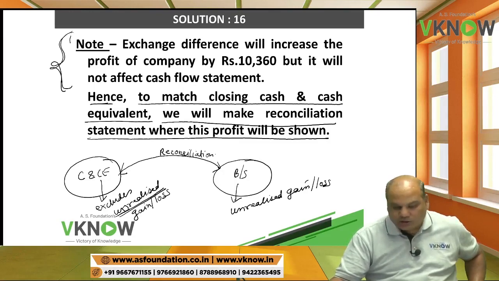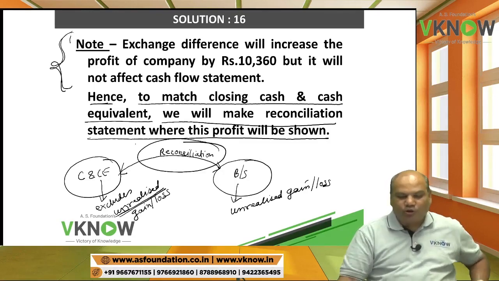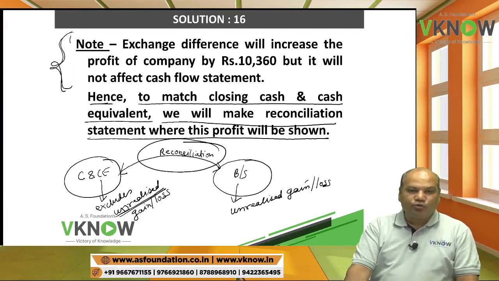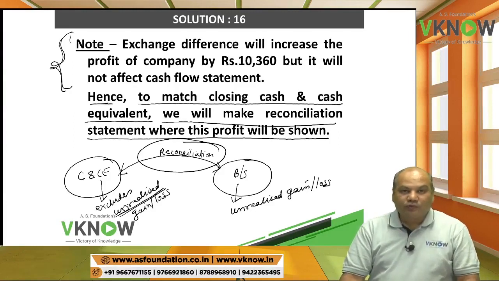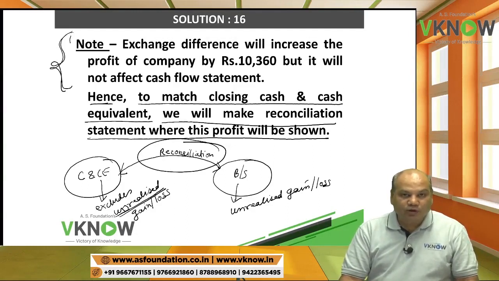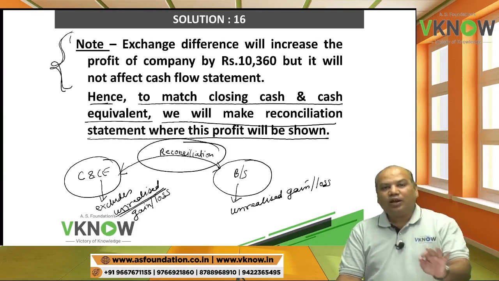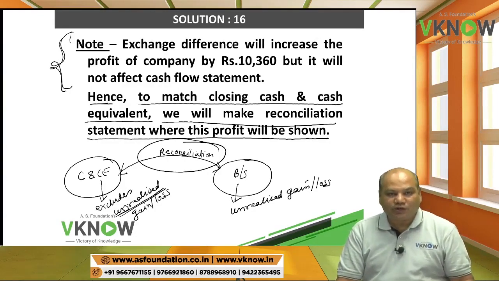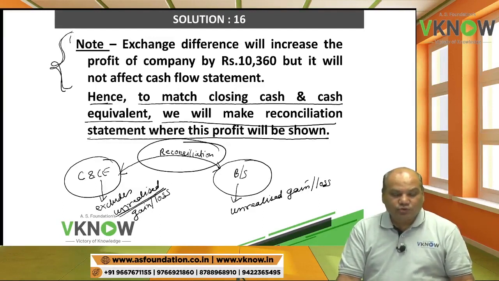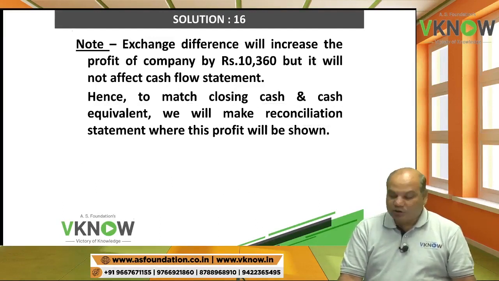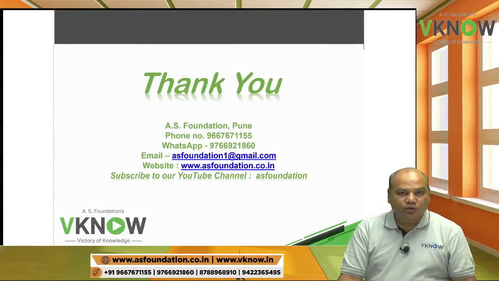So I have taken 3 questions going beyond the scope of our work to make you understand. We have taken many questions on this topic, more than 35 questions we have taken, and I hope you have understood how to solve questions of direct method, indirect method, and also foreign exchange unrealized gain adjustment. So this chapter is over. Thank you very much.